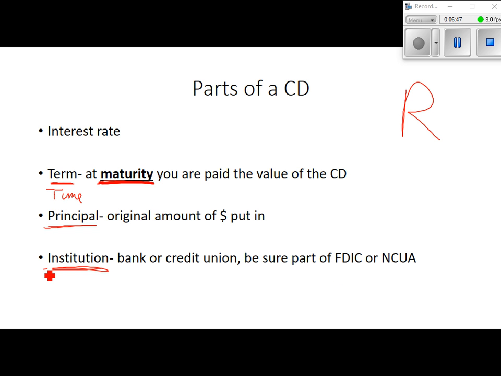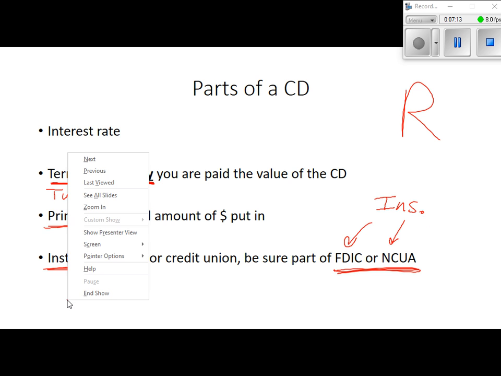Make sure wherever you get it from, that they're part of one of these two. They're sort of companies, because this is like insurance for banks. So if your bank or credit union happens to go under, your money is insured. That just means you're going to get your money back. That it's not just going to be lost.